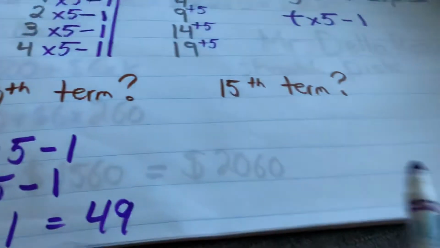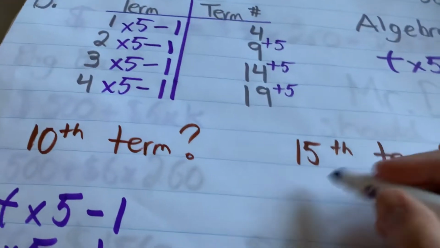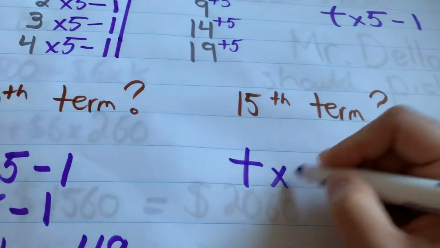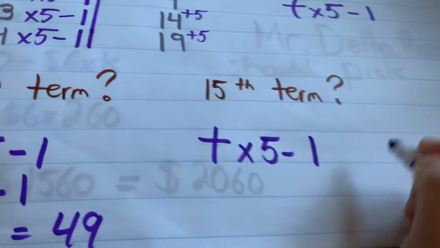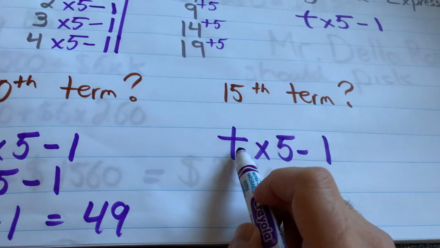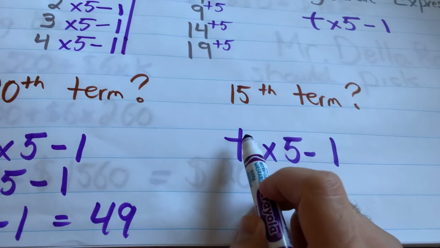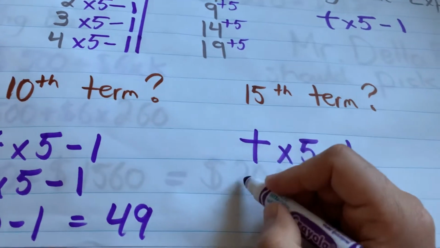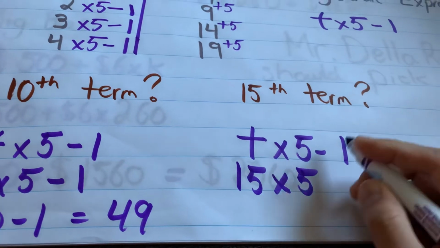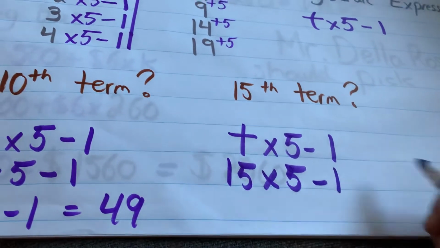What if I wanted to find out the 15th term? Well, let me write my algebraic expression. Times 5, take away 1. T stands for term. And in this case, the t is going to be replaced by the 15. So 15 times 5, take away 1.